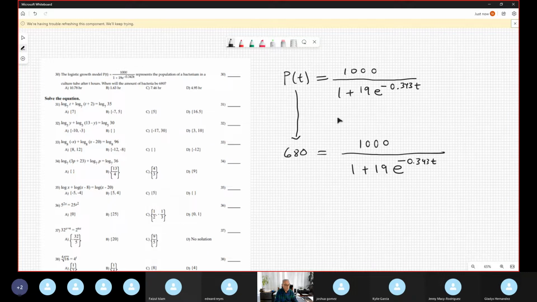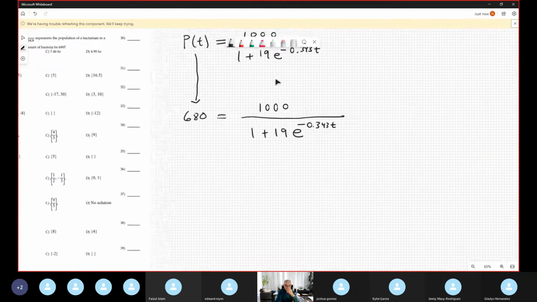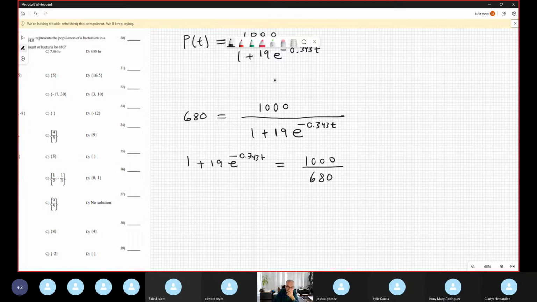Okay, what is the manipulation? Well, there are many ways. However, I consider that the best way, in my opinion, is you apply like a cross multiply, but different. Look, I put 1 plus 19 e to the minus 0.343t to the left. I put 1000 divided by 680 to the right. And when you divide this, you put it in a calculator, you get 25 over 17.